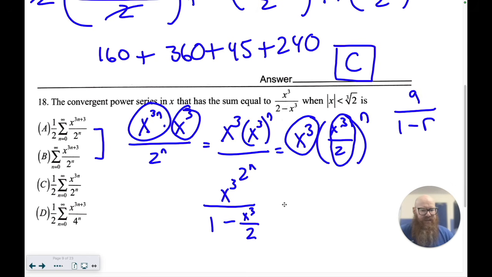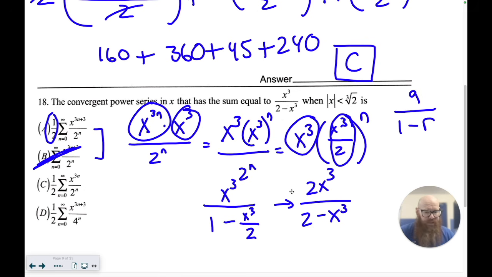And then when we simplify this, we multiply everything by 2, and we get 2x cubed over 2 minus x cubed, which doesn't really give me this, but it does for A, because then I'm multiplying A by 1/2. So B is wrong, but if I multiply this by 1/2, that cancels this too, and I do get this. So A is our answer.